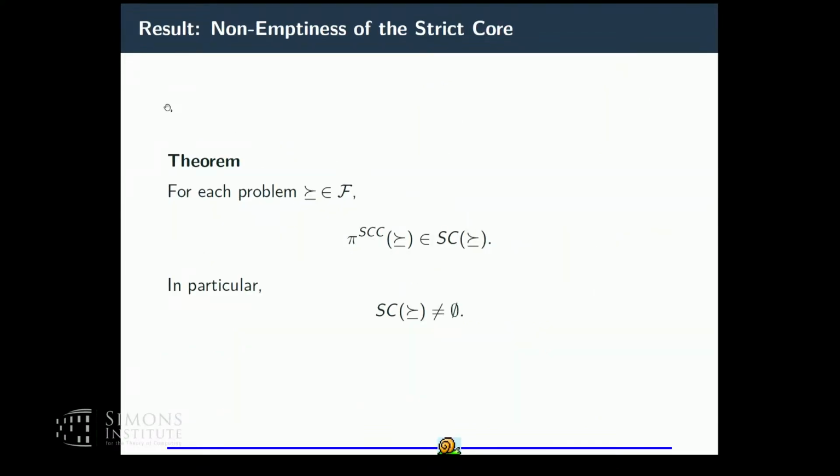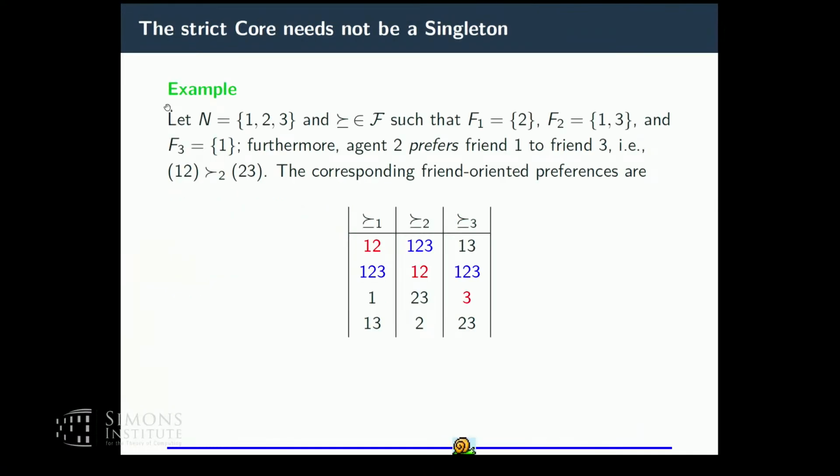Beautiful. So we have the first main result of the paper: for each problem with friend-oriented preferences, the SCC partition is a strict core partition. So it's not just a core partition, it's in the strict core, meaning the strict core is non-empty. Now the strict core does not need to be a singleton. We don't have that. Here's an example.